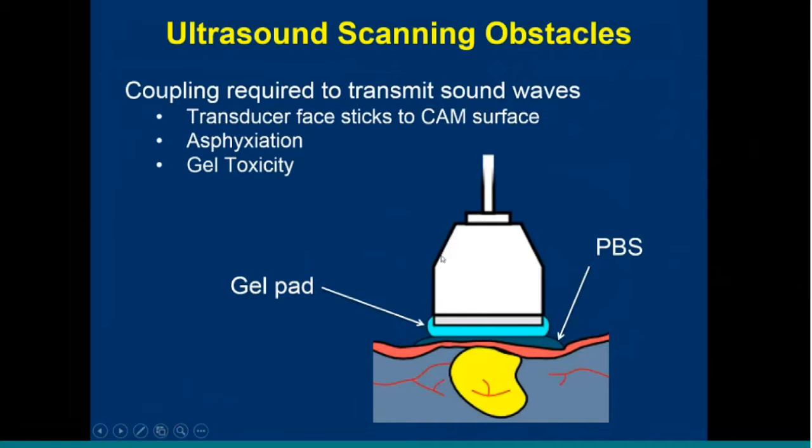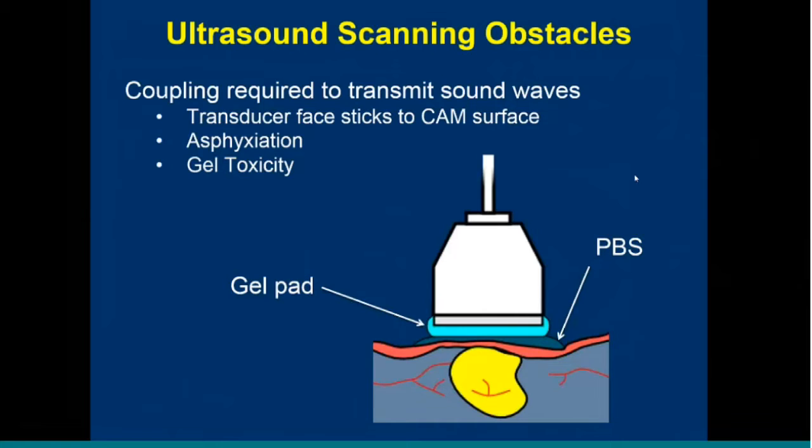Sure, you can couple the transducer to it fairly easily now, but your animal has long since died from asphyxiation, so it's not really a tenable solution. It's also important to consider the footprint of the transducer on the surface of the CAM. If you're scanning too large of an area, you're going to have this massive region of hypoxia, which may influence your vascular results as a consequence. You're going to occlude a lot of the vessels that you're interested in imaging.